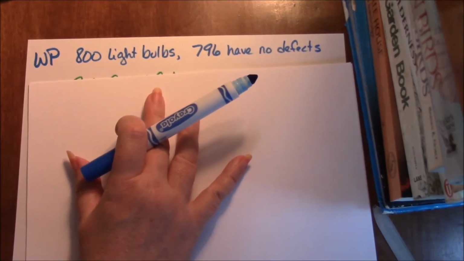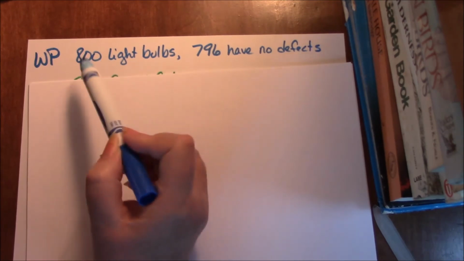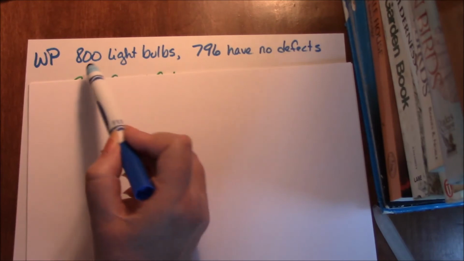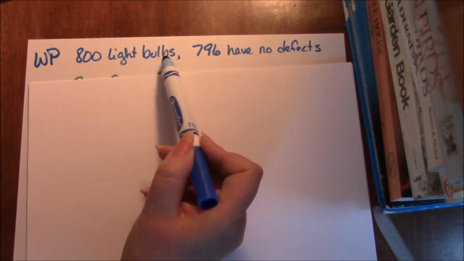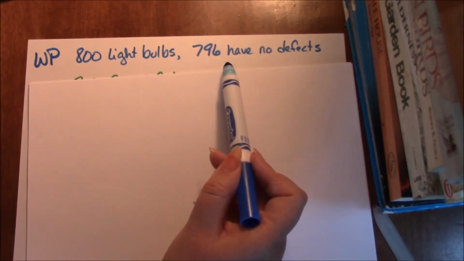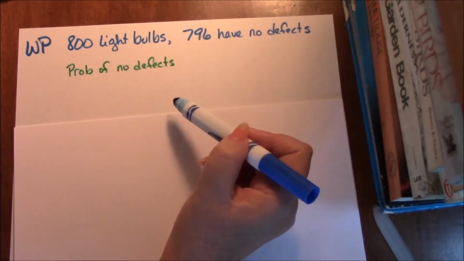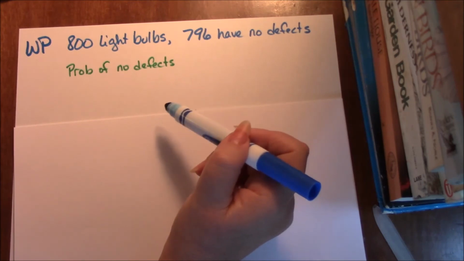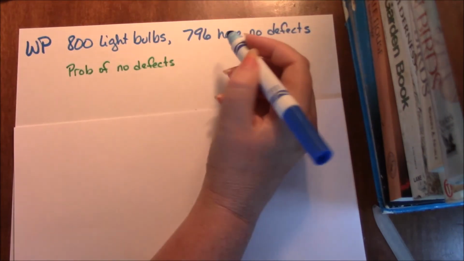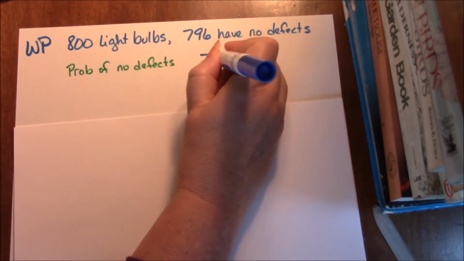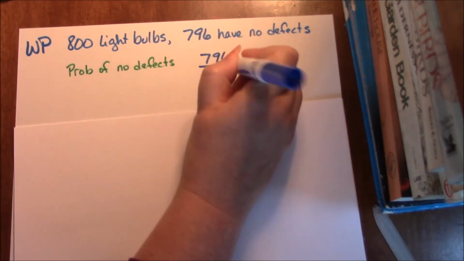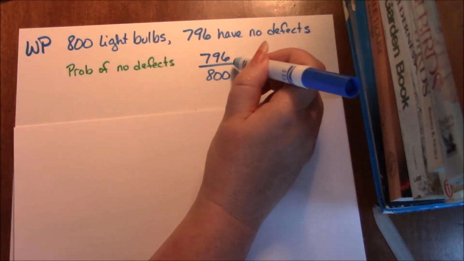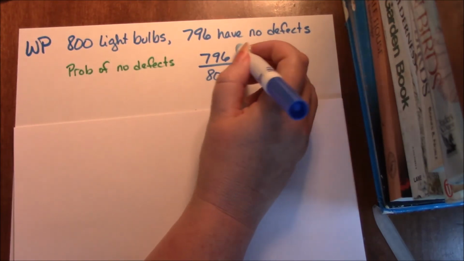How do we actually apply this to real life? Well, there was an inspector who came by at the light bulb factory, and he looked at 800 different light bulbs, and he found that 796 of them have no defects. So the first question they ask is, what is the experimental probability of no defects? So when they did it, there were no defects out of this total.